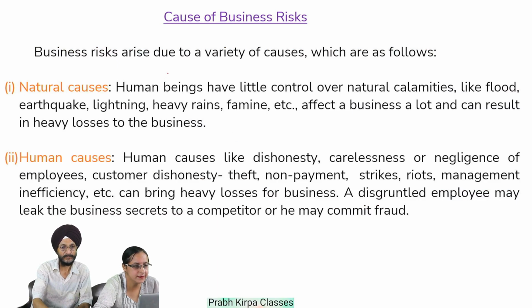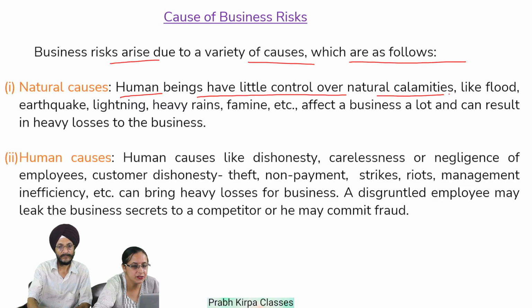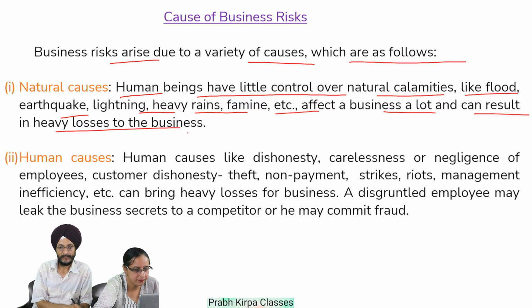So, business risks. Business risks arise due to a variety of causes which are as follows. Number one, natural causes. Human beings have little control over natural calamities like flood, earthquake, lightning, heavy rains, famine, etc. These affect a business a lot and can result in heavy losses to the business.